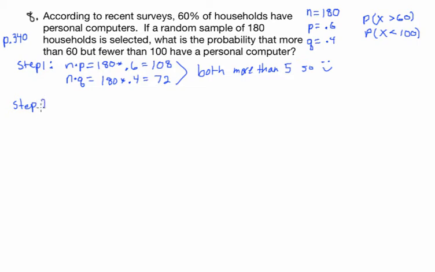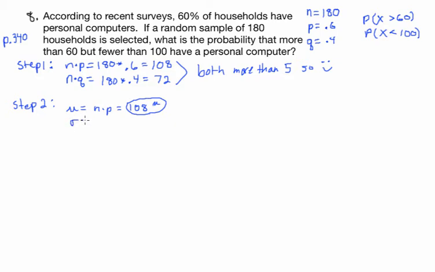Step 2. Find the mean and the standard deviation. So I go to my green sheet, I look in chapter 5 and figure out how to find the mean of a binomial. The mean of a binomial is n times p, which I've actually already figured out up here. I know it's 108. So 108 is my mean.